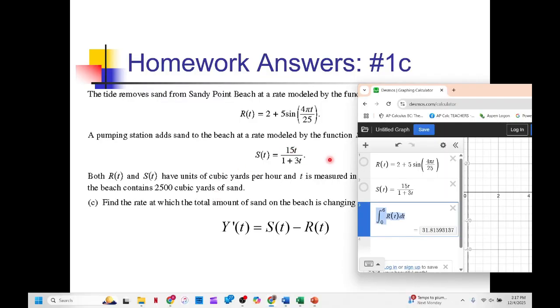So I'll get rid of this integral here. I'm going to define a new function, and I can't call it y prime because I haven't defined y, but I can just call it lowercase y. So y of t equals, and we'll do s of t minus r of t. And now if I want to do y prime of 4, I'm going to do on Desmos just y of 4.